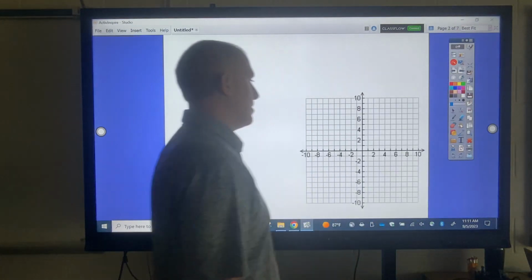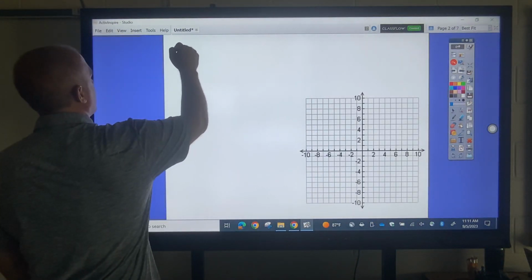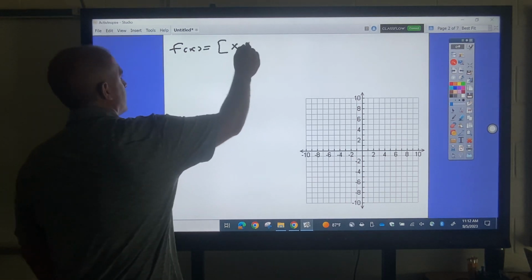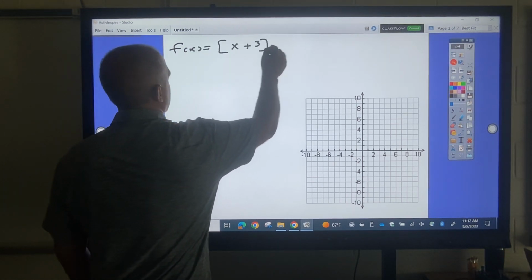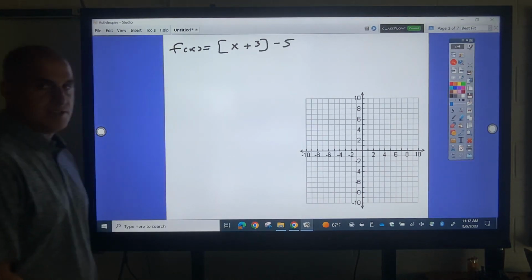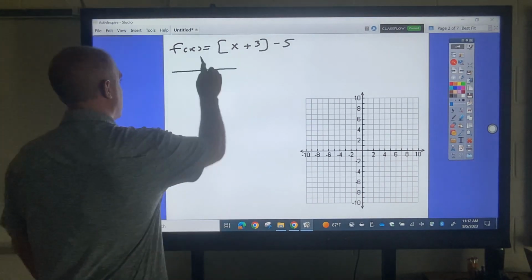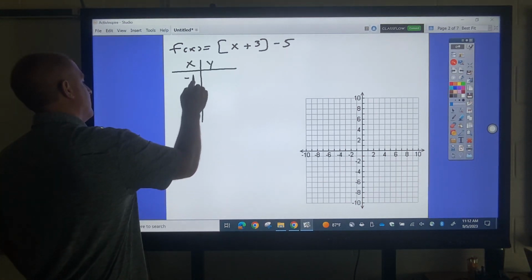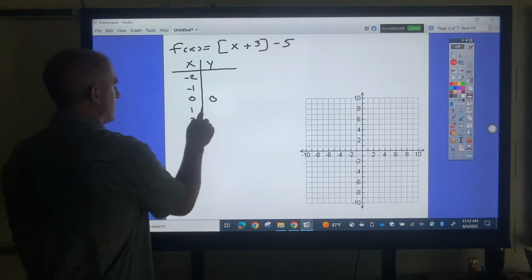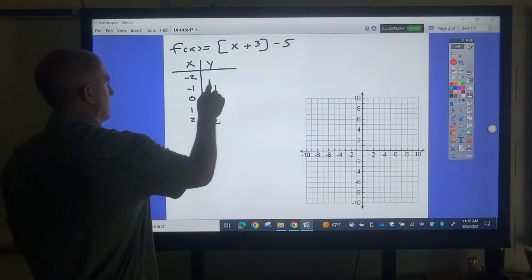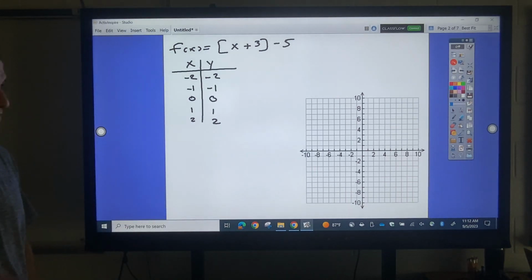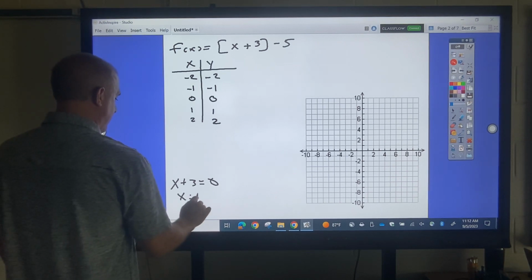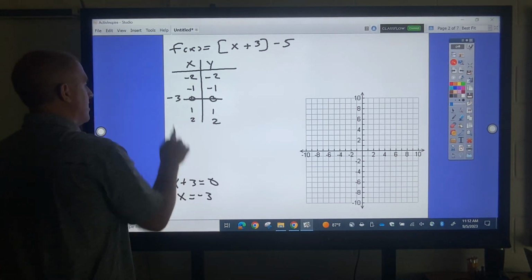Now, from a graphing standpoint, of a lot of what we've learned, let's say I've got the greatest integer of x plus 3, minus 5. Here's the concept. Greatest integer: 0, 1, 2, negative 1, negative 2. Greatest integer of 0 is 0, 1 is 1, 2 is 2, negative 1, negative 2. Same deal, solve the inside. So x equals negative 3. That changes that.